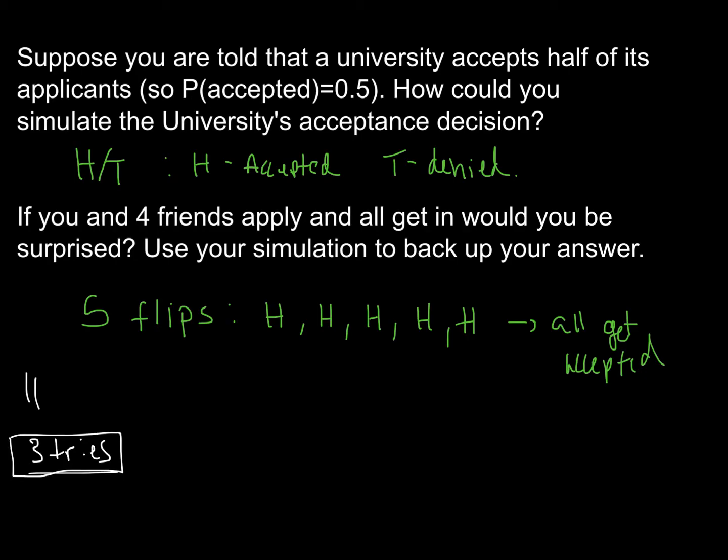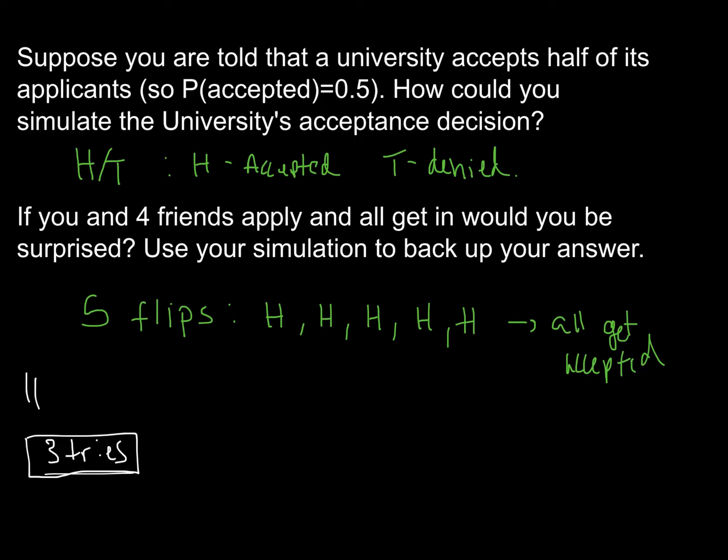Now, based on your number of attempts that it took, are you still surprised? Are you not surprised that everyone got in? If you are changing your answer, go ahead. In class, we're going to use the number of tries that it took and use this to calculate what we think the probability is of getting 5 straight people into this university if the probability that someone's accepted is 50% or 0.5.